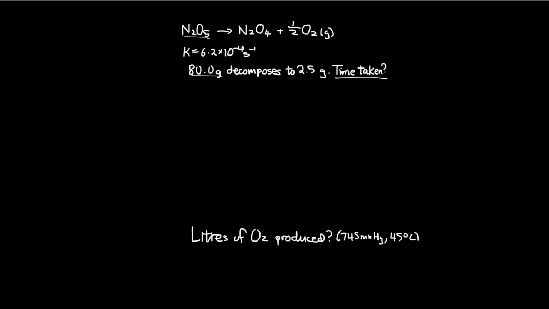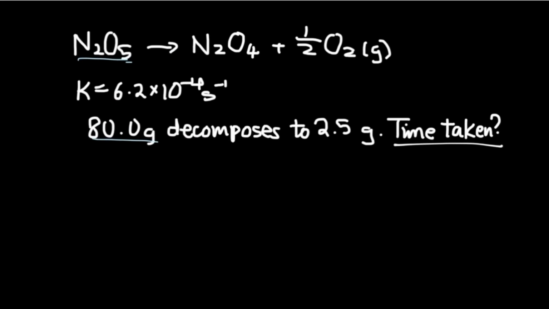Today we're going to tackle two problems that relate to the integrated rate law. In our first example here, we're given an equation. We're told that 80 grams of this reactant decomposes to 2.5 grams, and we're asked how much time it took. So then we would use the integrated rate law, but which one would we choose?